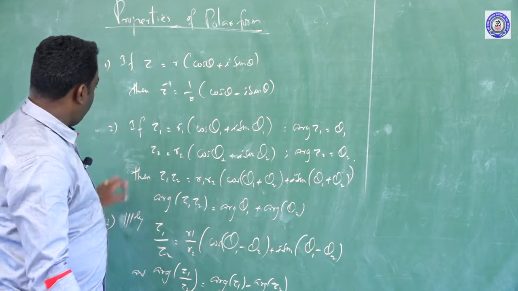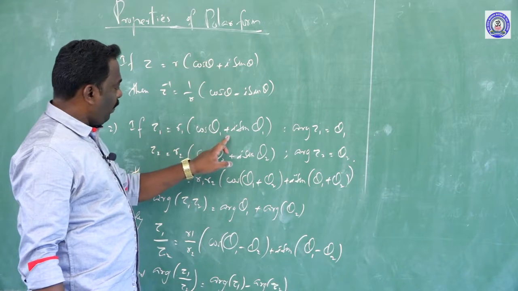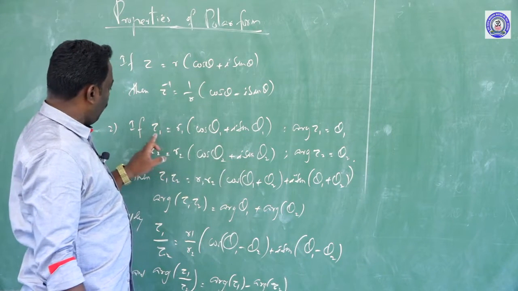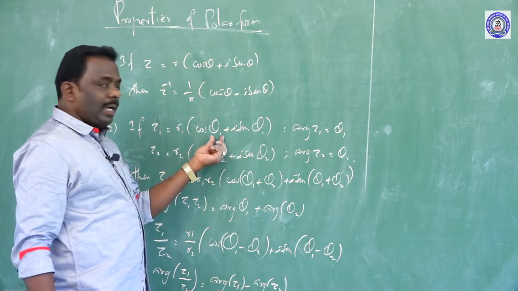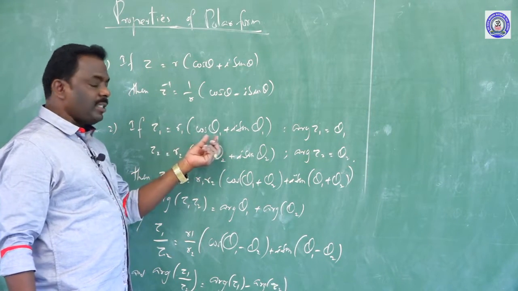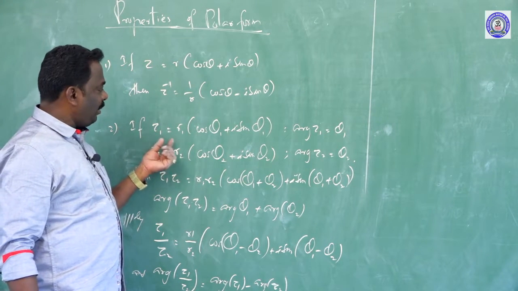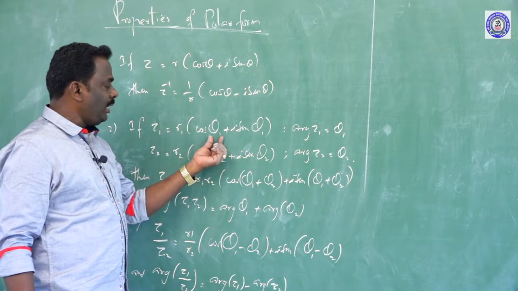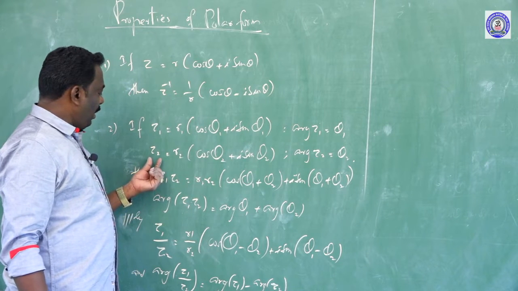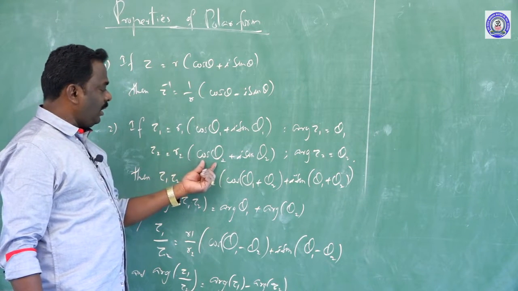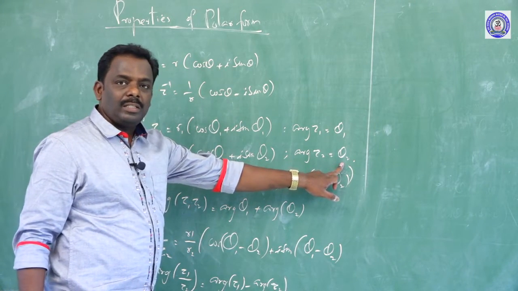Okay, come to the second one. If Z1 equals R1 into cos theta 1 plus i into sin theta 1, this is called the polar form of complex number Z1. Then the argument of Z1 is defined as theta 1. We know theta is called the argument of Z. Here Z1 is the complex number, and its argument is theta 1. Therefore, argument of Z1 equals theta 1. Similarly, Z2 equals R2 into cos theta 2 plus i into sin theta 2 is the second number, and similarly its argument is theta 2.